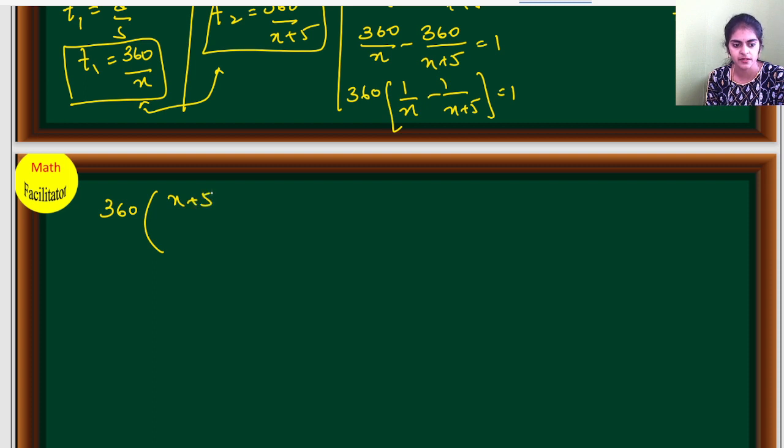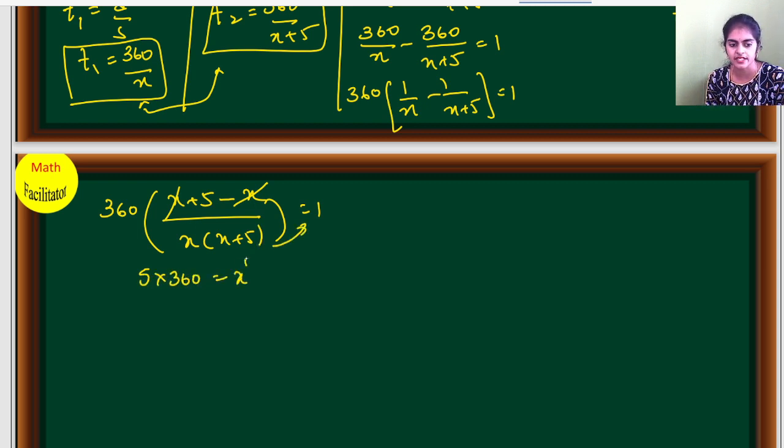If I take LCM, it is 1 into x plus 5, which is x plus 5, minus 1 into x, which is minus x, by x into x plus 5, is 1. So plus x minus x cancels. So I have 5 into 360 equals, now cross multiply. So this will be x into x is x square plus 5x. So this is the final equation you get. So 5 zeros are 0, 5 6s are 30, 1800.